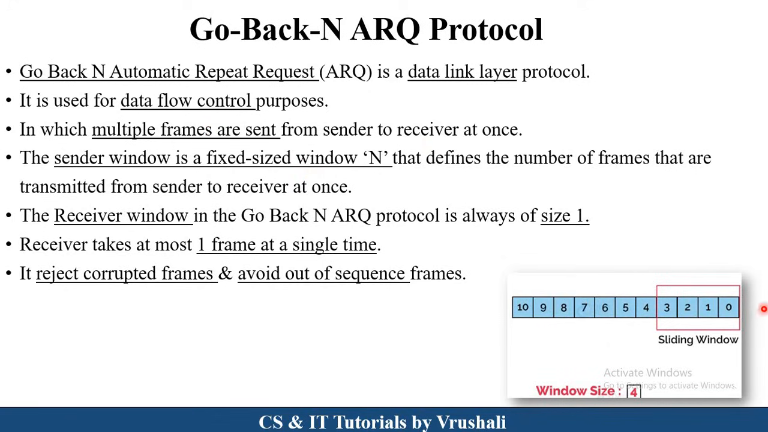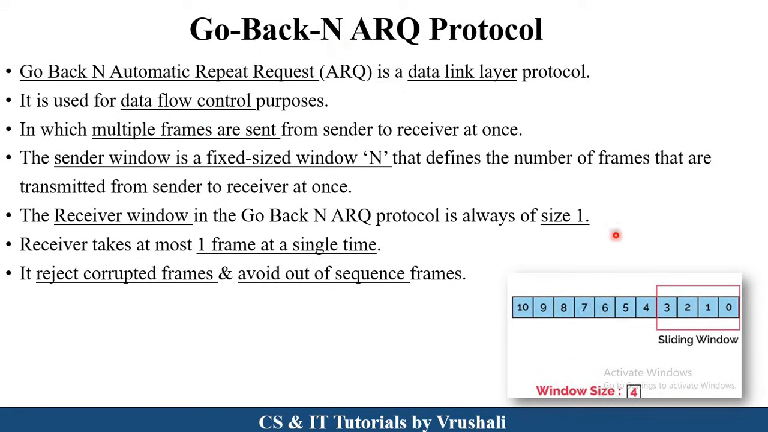See here. Suppose the sender wants to send information 0 to 10 to the receiver. So the sender first decides its window size. Suppose window size equals 4. It means they send the first 4 frames at a time. After that they send the next 4 frames. So this is called a sliding window. And this 4 is called the fixed size, which is denoted by N.